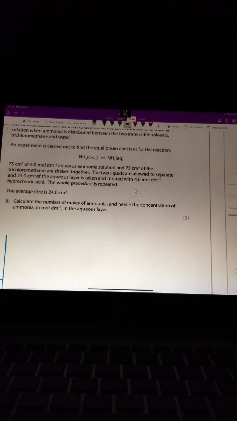So this person had aqueous ammonia and this person had this thing, CHCl3, trichloromethane. I used hexane in my lecture, they are using trichloromethane, they could use whatever they want here, because anything at all that they give you, you will solve in the exam. So 75 cm cube of 4 mole per dm cube aqueous ammonia and 75 cm cube of trichloromethane. I'm assuming the trichloromethane is less than, I'm not really sure.